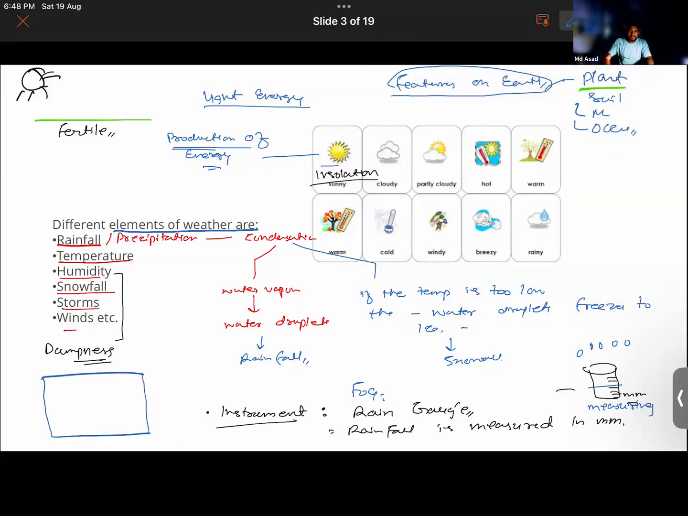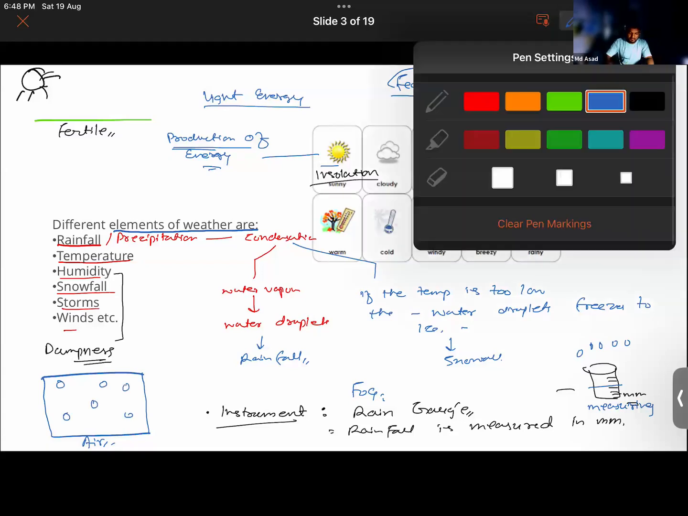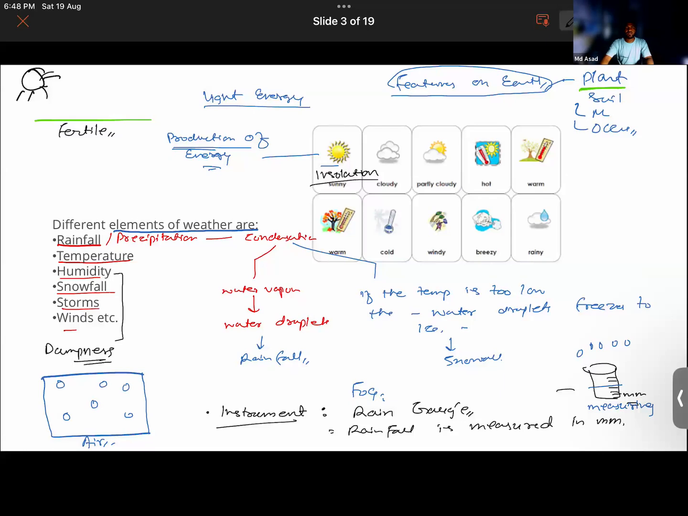This is, let's say, a portion of air mass we have taken here. So why can air hold moisture? Yes, Sundus, are you there? Yes, I'm there. We are talking about humidity. My question to you is why air has the ability to hold water.